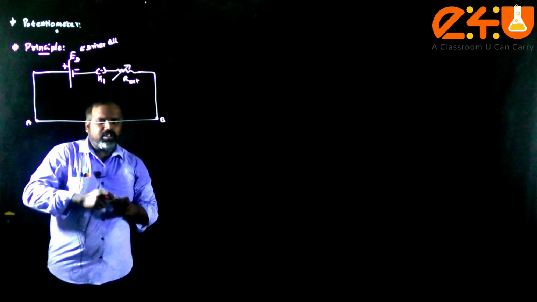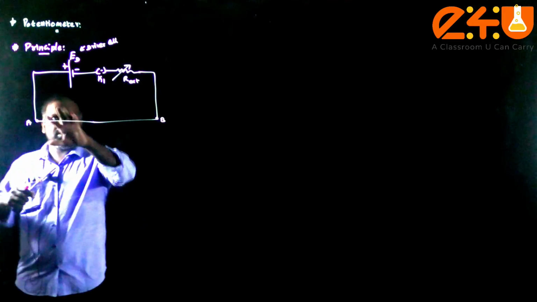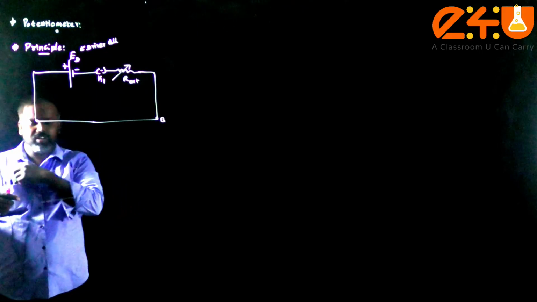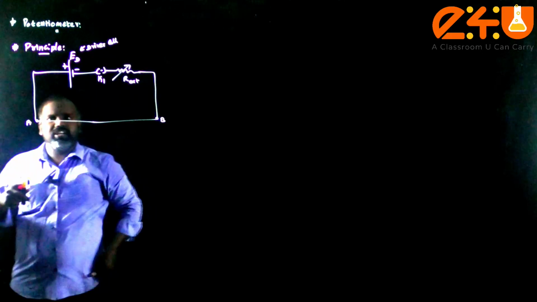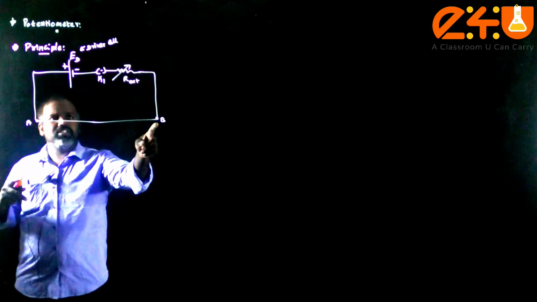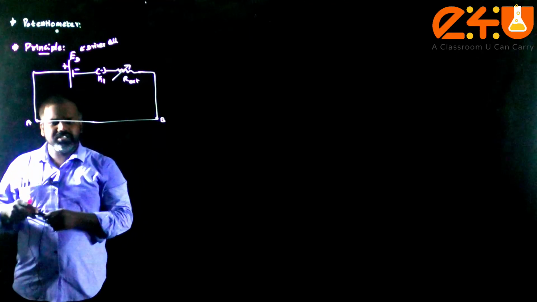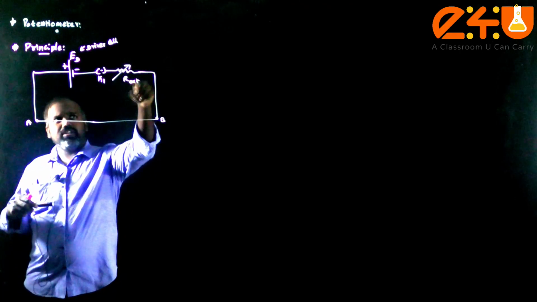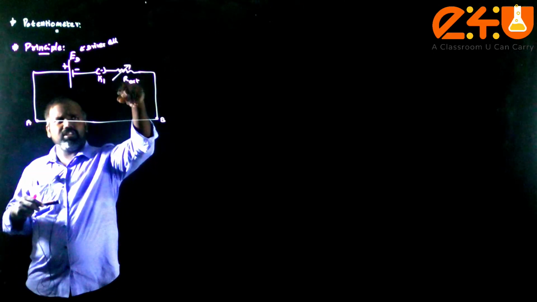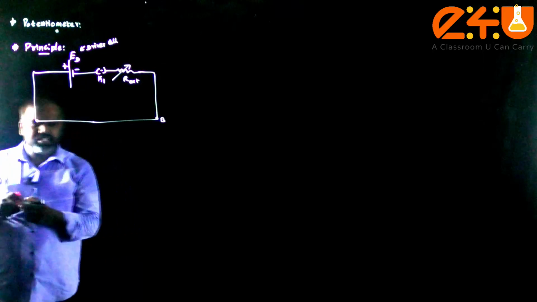So this part is called the primary circuit. Yes, this upper portion of the circuit is generally called the primary circuit, which connects the potentiometer wire terminals AB with the driver cell along with the variable external resistance. In experiments, they can use what is called a rheostat.